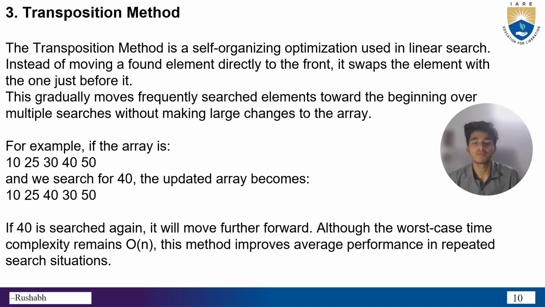For example, if we take an array of 10, 25, 30, 40 and 50 and we search for 40, the updated array becomes 10, 25, 40, 30, 50. In this case, we have just swapped the elements 30 and 40. If 40 is searched again, it will move further forward. Although the worst case time complexity remains O of n, this method improves average performance in repeated search situations.